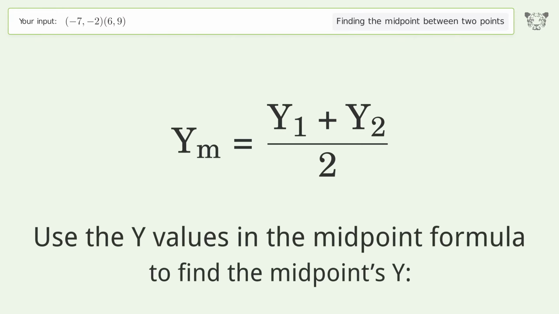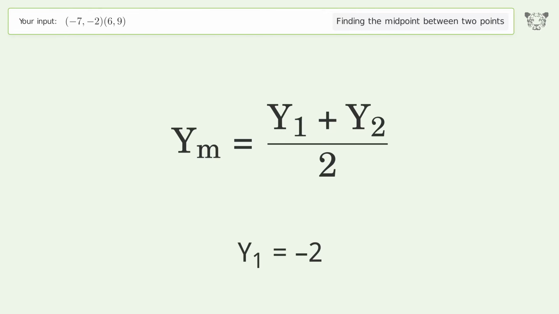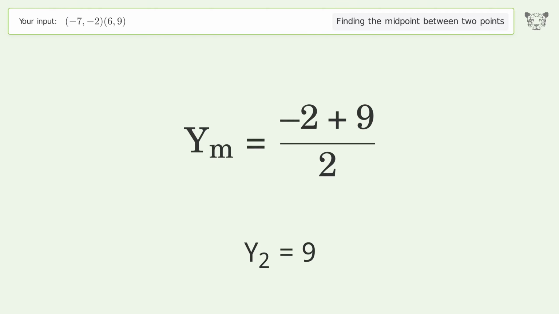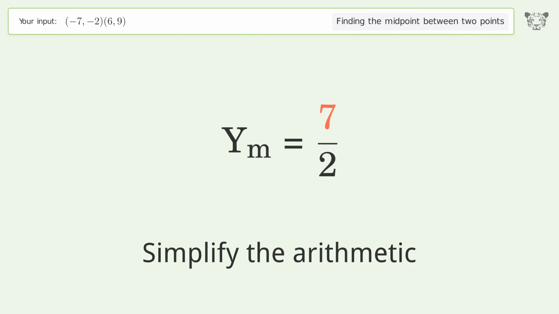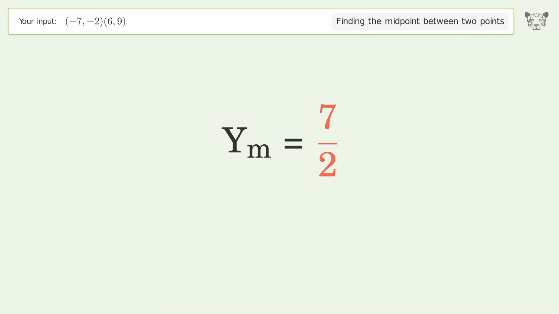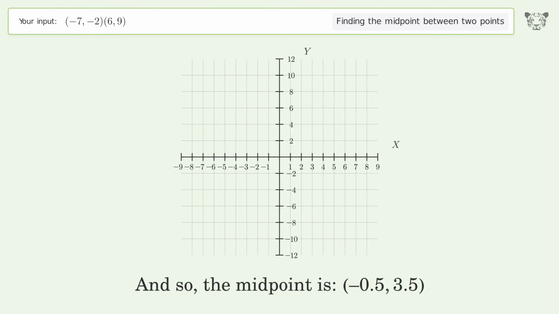Use the y values in the midpoint formula to find the midpoint's y. y1 equals negative 2. y2 equals 9. Simplify the arithmetic. And so, the midpoint is negative 0.5, 3.5.